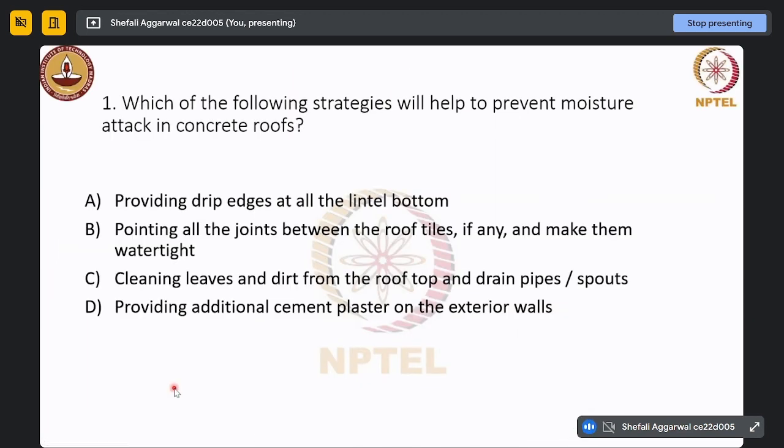So the first question is, which of the following strategies will help to prevent moisture attack in concrete roofs? Providing drip edges at all the lintel bottoms, or pointing all the joints between the roof tiles, if any, and make them watertight, cleaning leaves and dirt from the roof, or providing additional cement plaster on the exterior walls. For roofs, which strategy can we use to prevent moisture?